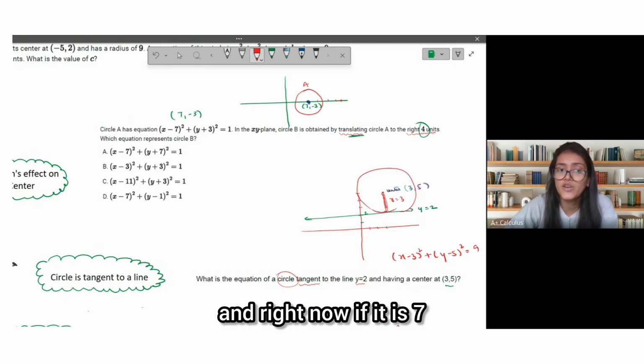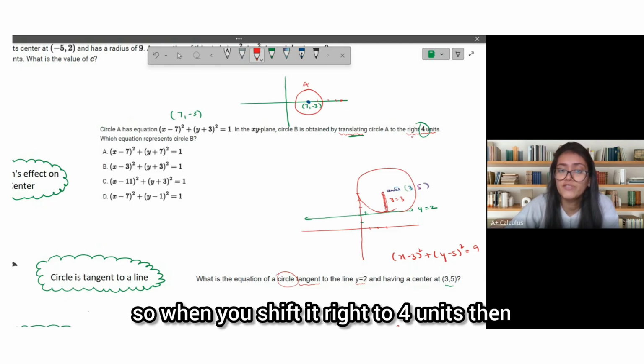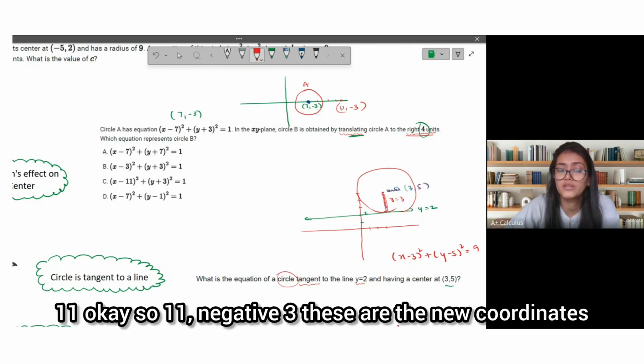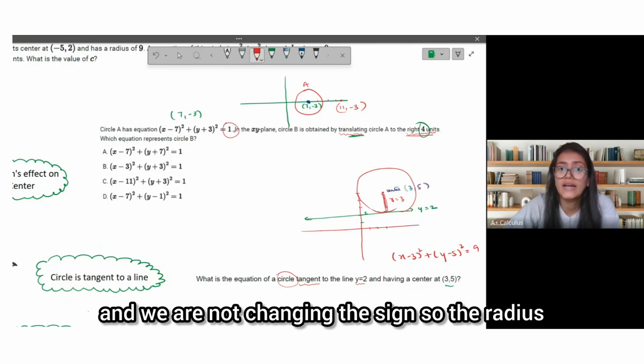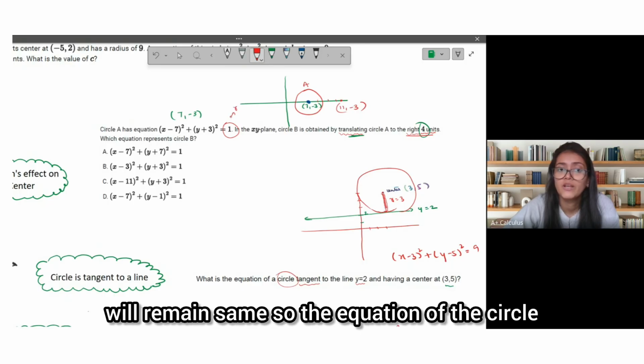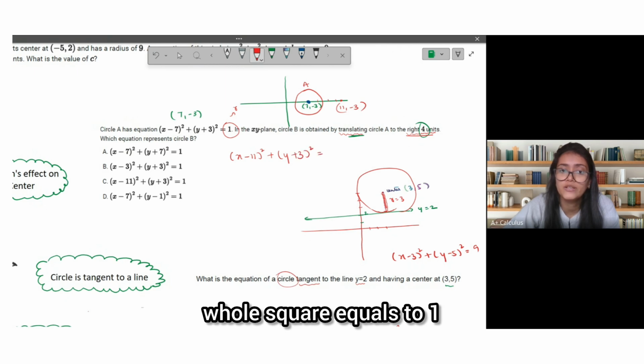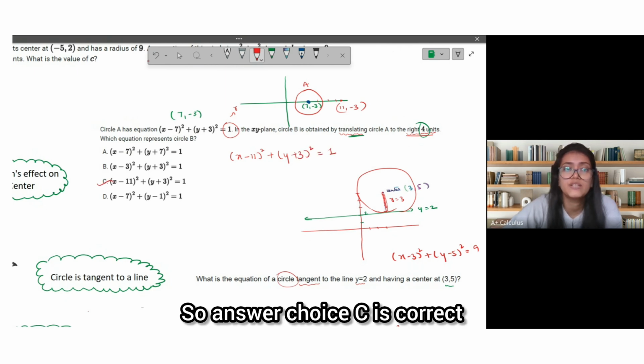Right now it is 7, so when you shift it right by 4 units, it will become 8, 9, 10, 11. So 11, -3, these are the new coordinates. And we are not changing the size, so the radius will remain the same. So the equation of the circle will be x minus 11 whole square plus y plus 3 whole square equals 1. So answer choice C is correct.